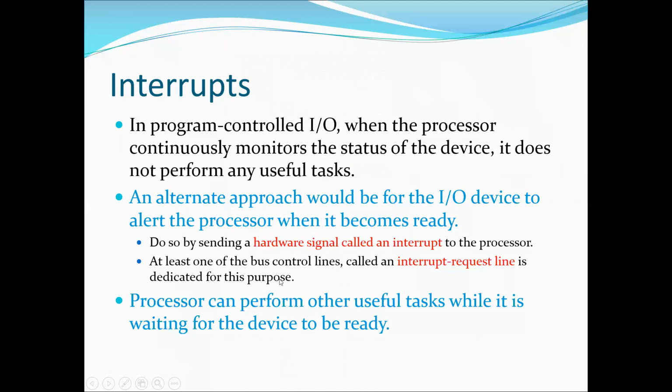So at least one of the bus control lines, called the interrupt request line, is dedicated for this purpose. So this signal will go through, maybe one dedicated line. This is called the interrupt request line. The processor can perform other useful tasks while it is waiting for the device to be ready. The processor doesn't have to wait to check the status.